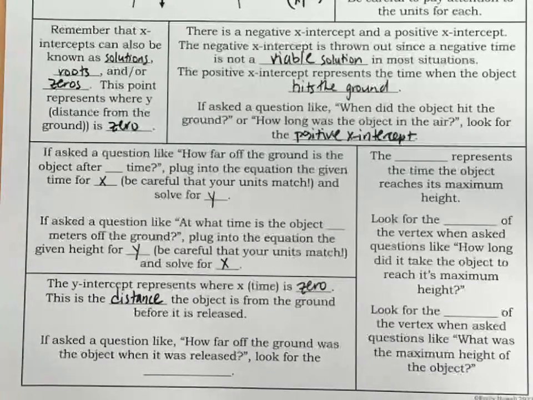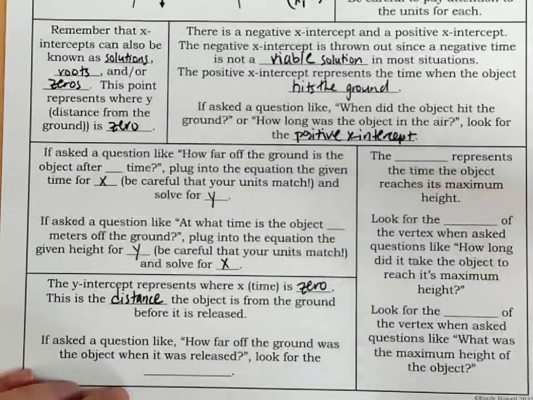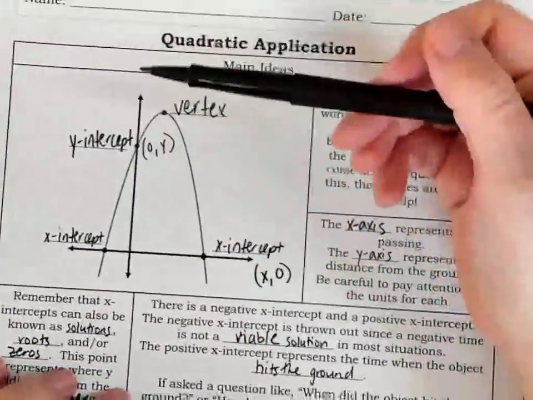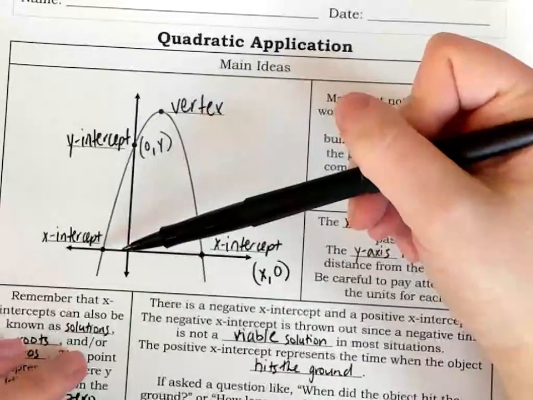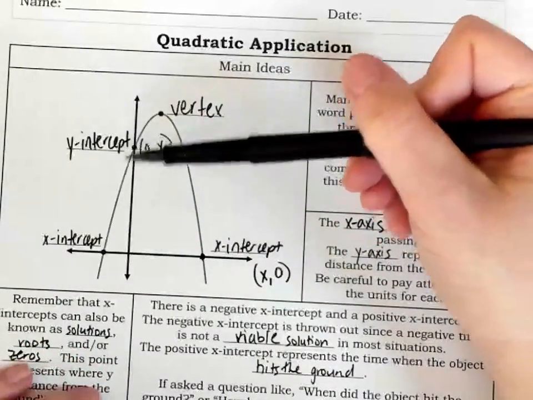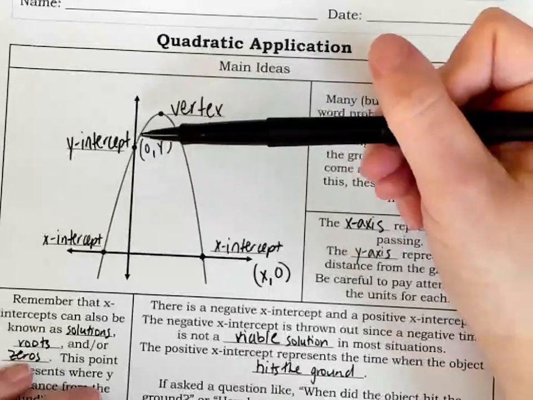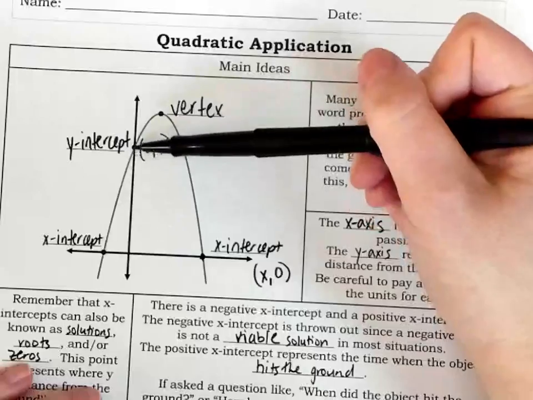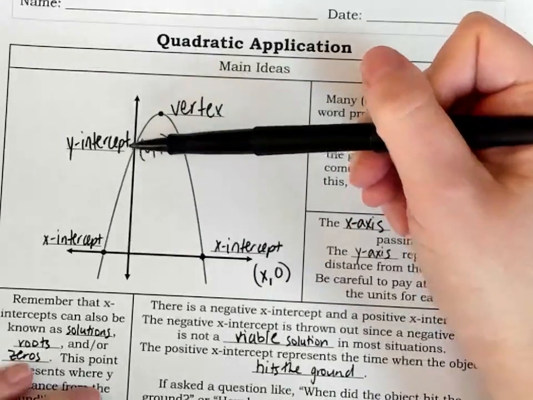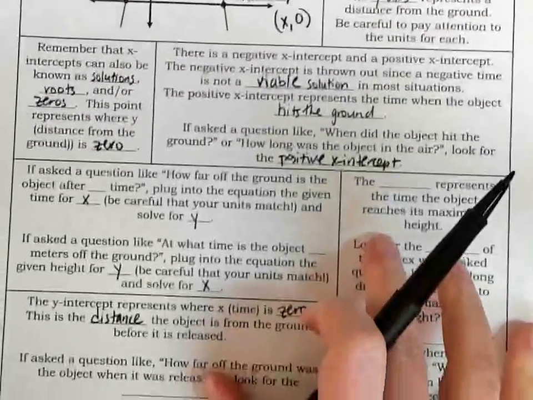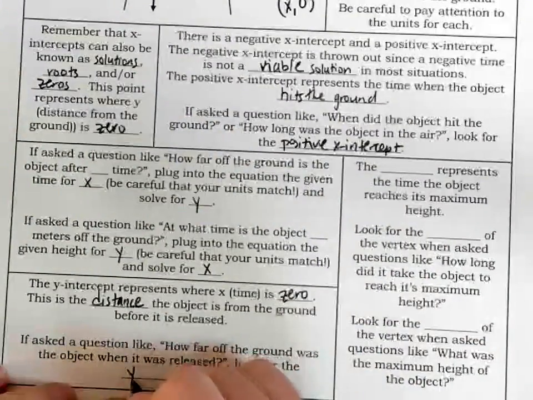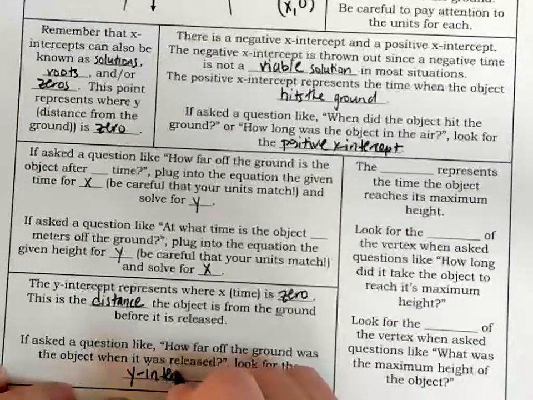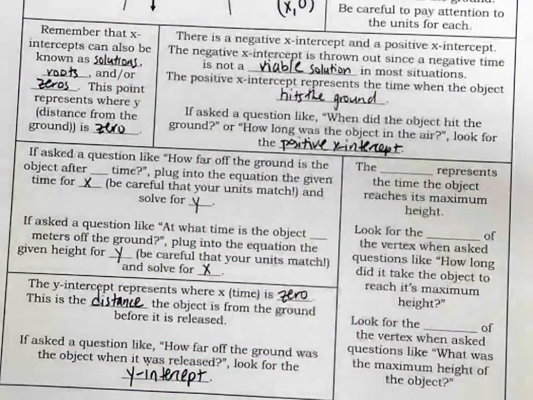Now, what if you're asked a question like, how far off the ground was the object when it was released? Okay? So I want to know when I first let go of it, how far was it? Well, before I let go of it, the time was 0, so I can look at the y-intercept to tell me how far it was off the ground before it was released. So we would be looking for the y-intercept in a question like this.